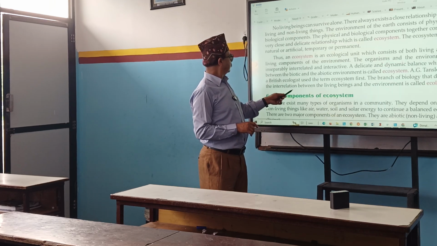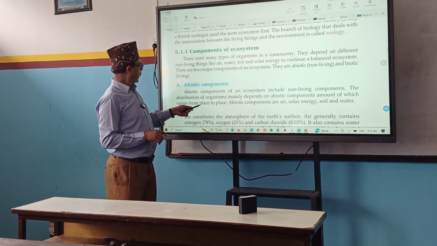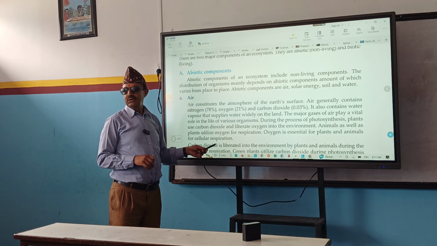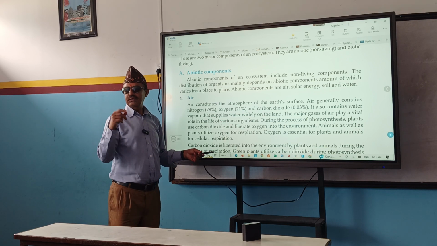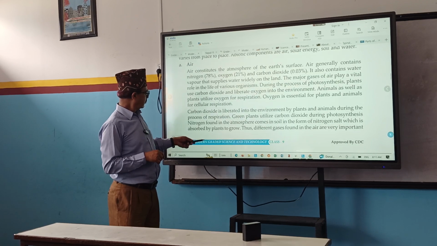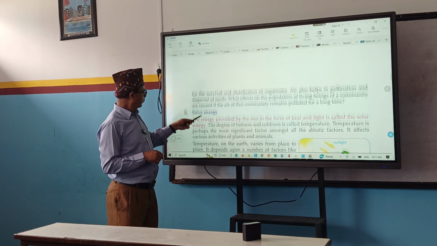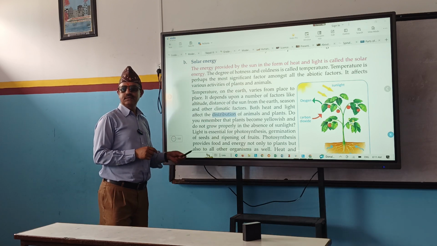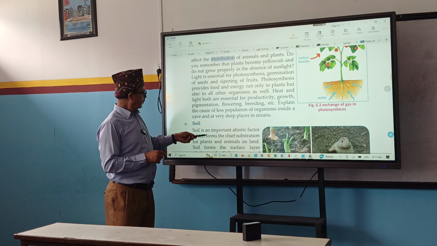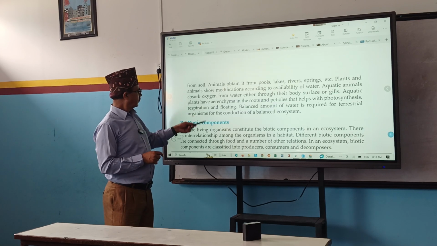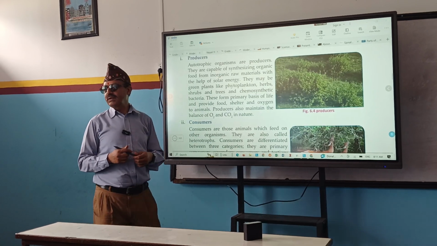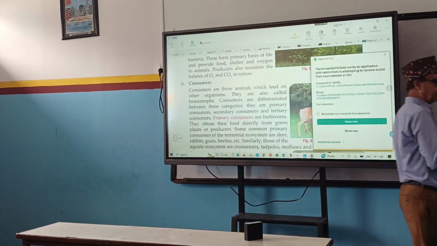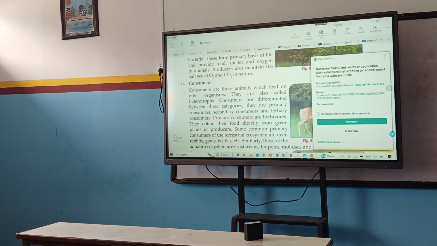Abiotic components: air and solar energy belong to Sushil. The first is Deshara, second Sushil, then third Nikisa. Air and solar energy are yours? Yes. And Nikisa: soil and water. Then next day we will be discussing biotic components. For that I will again give you the duty. Okay.